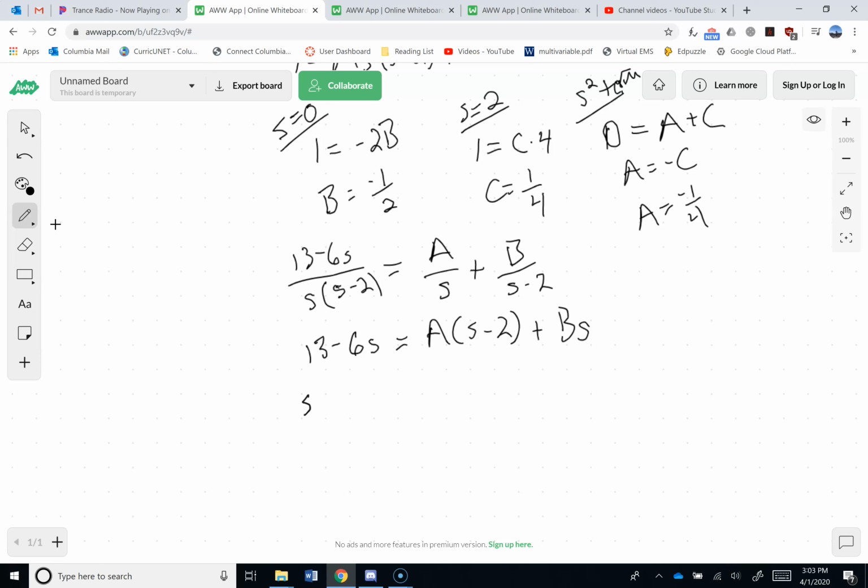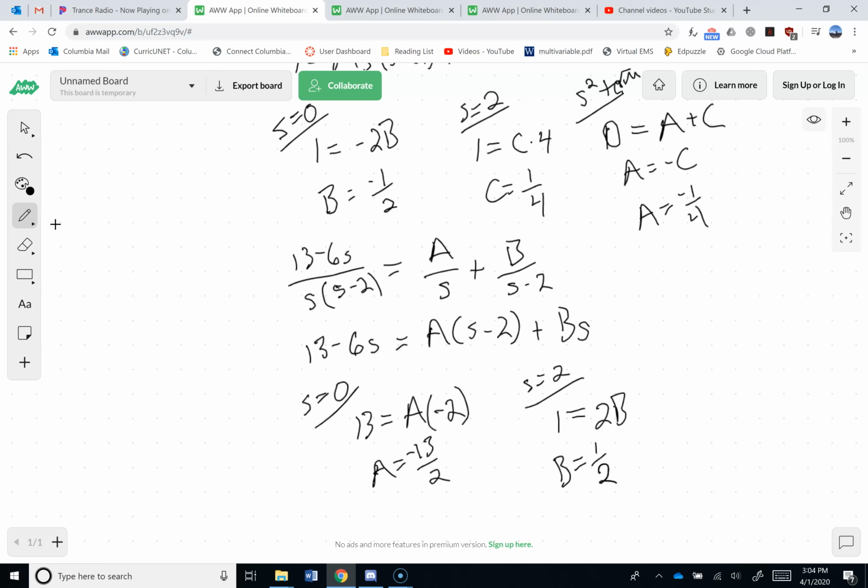And so that would be at s is 0, right? That's 13 is A times negative 2. And at s is 2, that's 1 is 2B. Pretty good with this? Yeah. Okay, so I think I got A is minus 13 halves, which feels like a number that means I made an arithmetic mistake. And B is 1 half. Yeah, that's right.